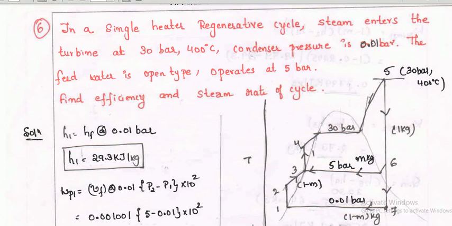So, this regenerative cycle problem involves a single heater regenerative cycle. The steam enters the turbine at 30 bar and 400 degrees Celsius. Condenser pressure is 0.01 bar. The feed water heater is open type and operates at 5 bar. Find the efficiency and steam rate of the cycle.